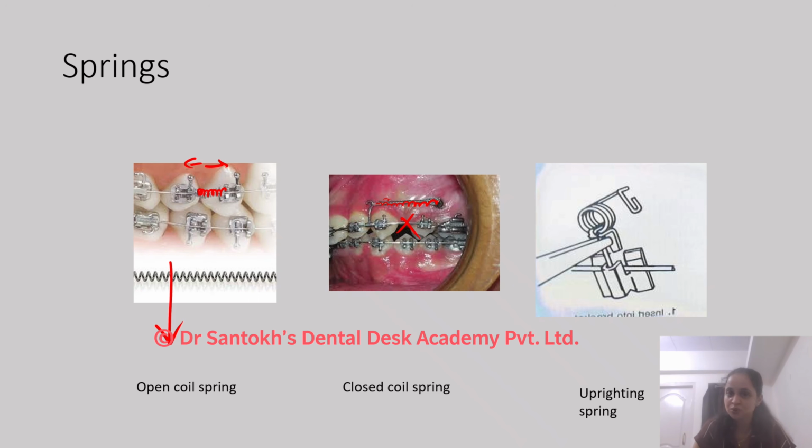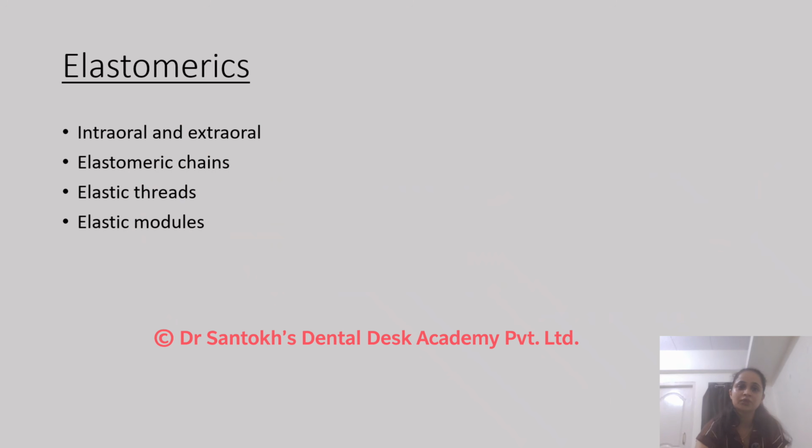Okay, this is an uprighting spring. So these are used to upright the tooth. It is mainly used in your Begg's technique. Okay, so these are the different springs. Remember the diagrams. Next, coming to the elastomeric material.